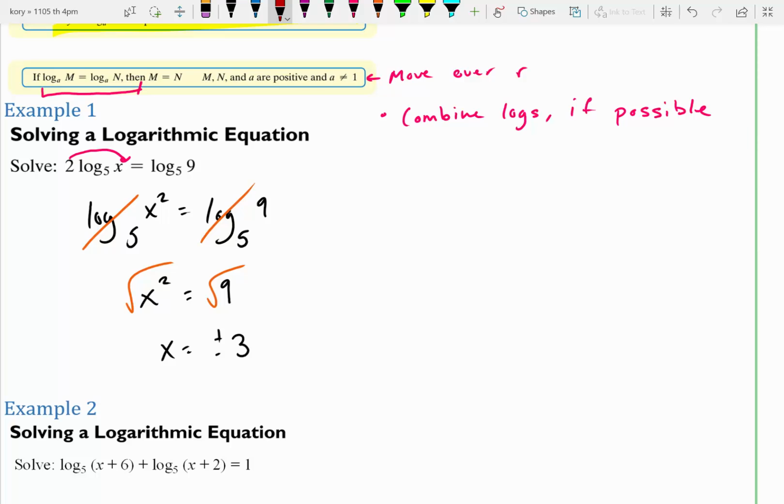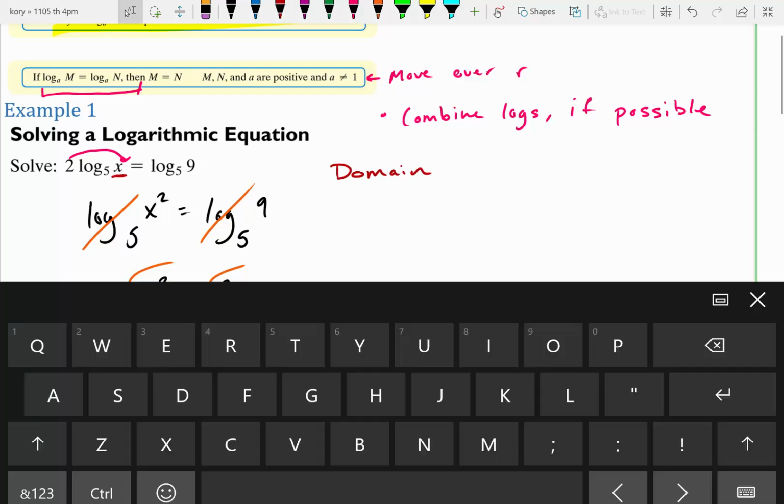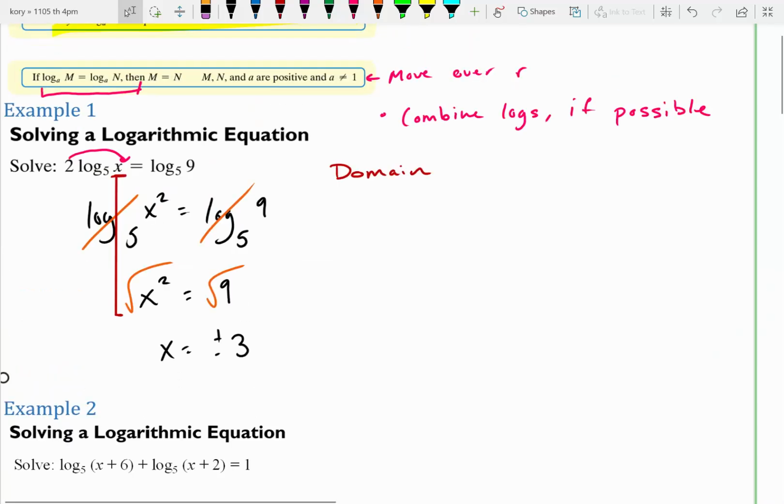Yes and no with that. You need to find the domain. What makes this x 0? 0. So x must be greater than 0. In this case, it worked. So which one of these is greater than 0, positive or negative 3? Positive.